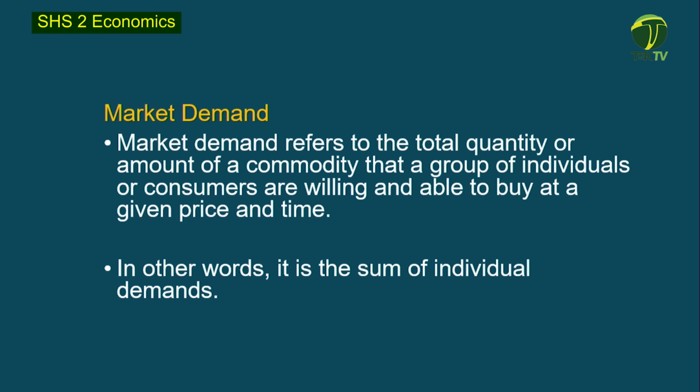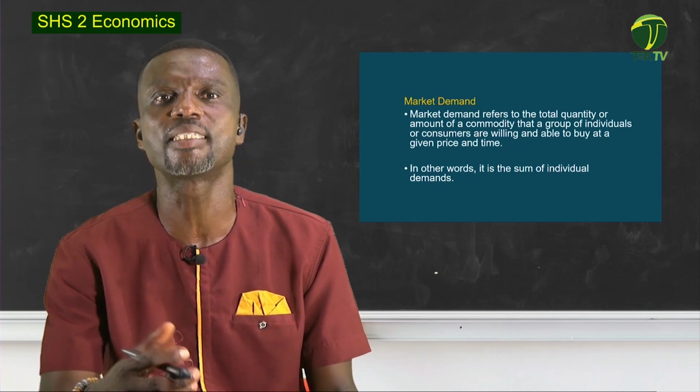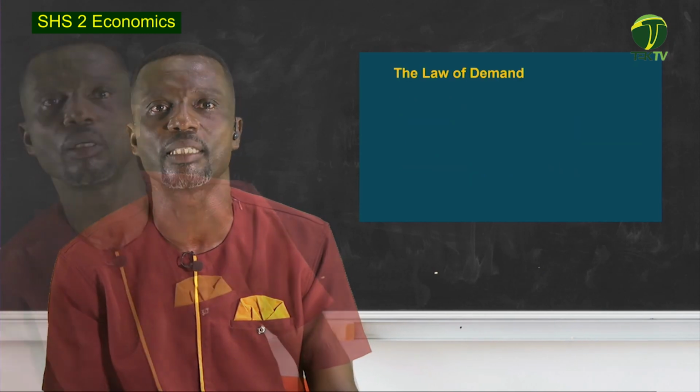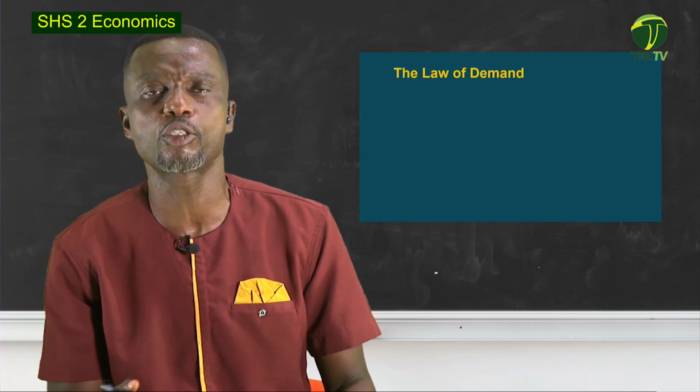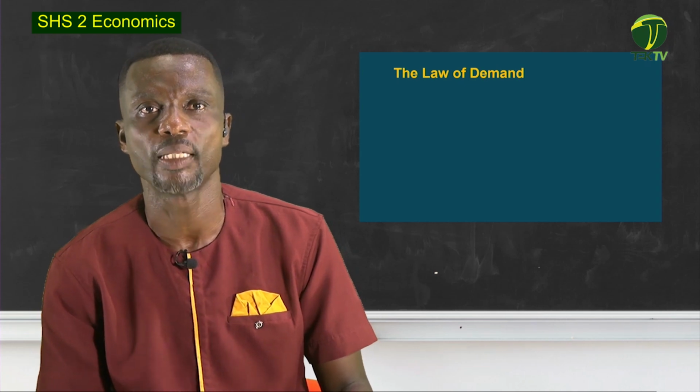Market demand here means the total quantity or the amount of commodity that a group of individuals or consumers are willing and able to buy at a given price and time. So in this case, when we say a market demand, we are simply talking about the sum of individual demands. So let's say 3 people went to the market. Whatever each of them is able to buy, at the end of the day, we add up, and that gives us the market demand. Now that we know of the forms of demand, let's talk about the almighty law of demand. The law of demand.